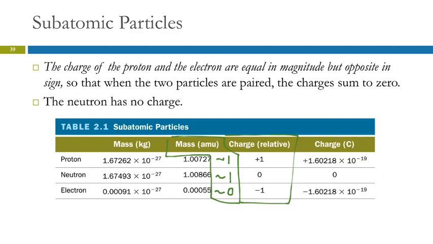Proton, +1 charge, 1 atomic mass unit. Neutron, 0 charge, 1 atomic mass unit. Electron, -1 charge, approximately 0 atomic mass units. Okay?